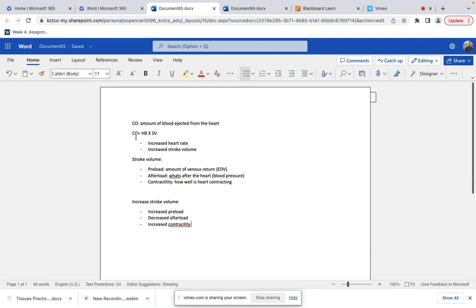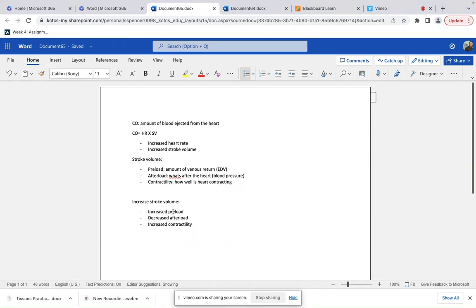So I hope that you guys see how I'm coming to these conclusions. For our purposes, I would like for you to know this formula. Cardiac output is equal to the heart rate times the stroke volume. I would like for you to know the different things that make up the stroke volume, knowing the preload, the afterload, the contractility, and even more so, how we could increase this stroke volume.